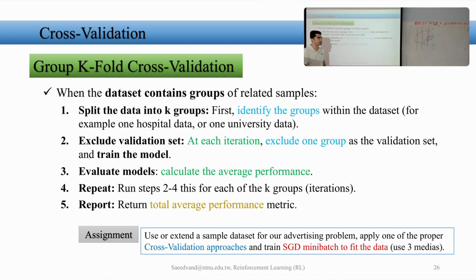This idea is also useful in some data sets. Consider removing a whole group of a class from the data set, to see whether the model works fine on that group or not. And of course, you iterate this. At the end, you return the total average.